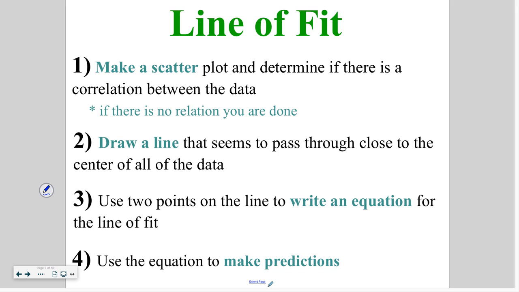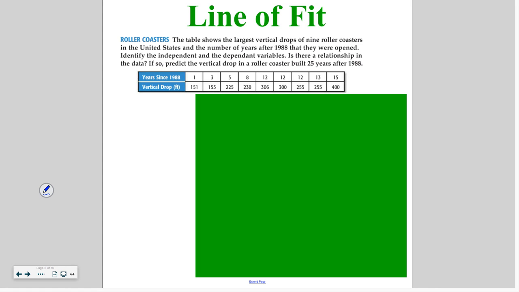When you are writing your equations, this should be in slope-intercept form. So y equals mx plus b format. So we're given this data, shown in the table, that compares the years since '88 and compares it to the vertical drop in roller coasters. So your first job would be to make a scatter plot.